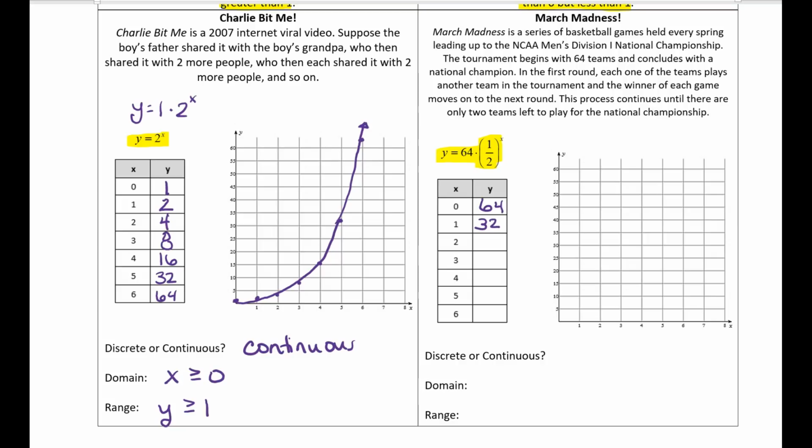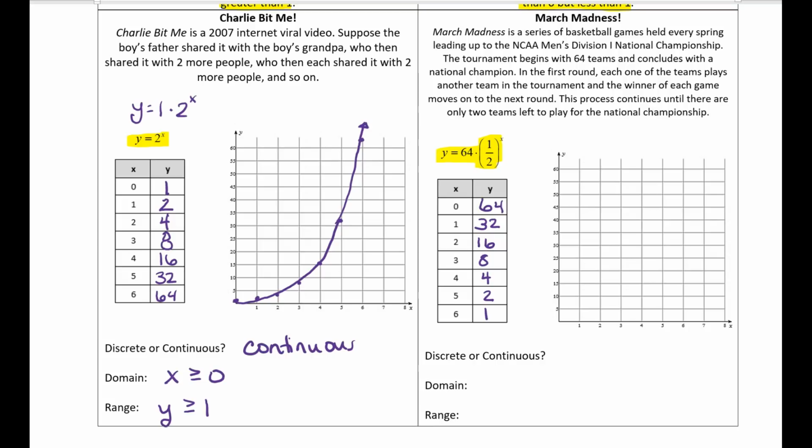And then those 32 teams play, and half of them are going to be eliminated. So then you'd have 16. Again, half of them would be eliminated, so then you'd have 8. Half of that is 4. Half of 4 is 2. So then finally by the 6th round, you'd have 1, which is your final winner.